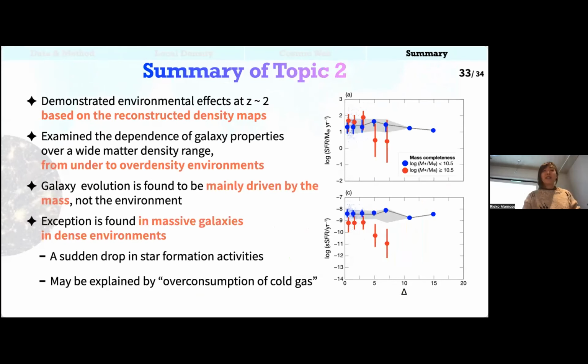Okay, this is the summary of the second topic. We investigated the environmental effect on galaxy evolution based on the matter density itself for the first time at redshift 2 universe, and found that the environment is not the main driver of galaxy evolution at redshift 2. But at the same time, we also observe an environmental effect. It only works for massive galaxies in dense environments like those.